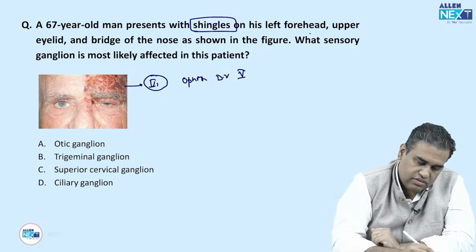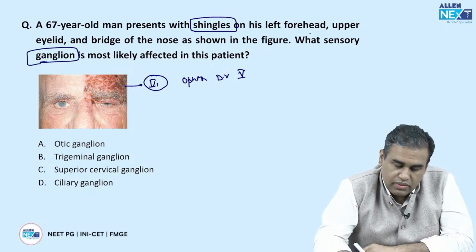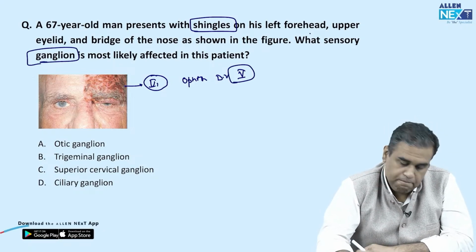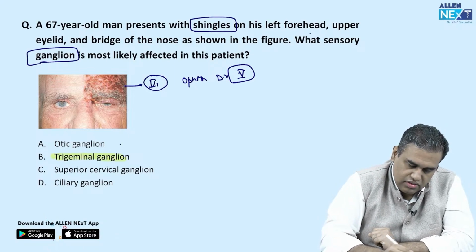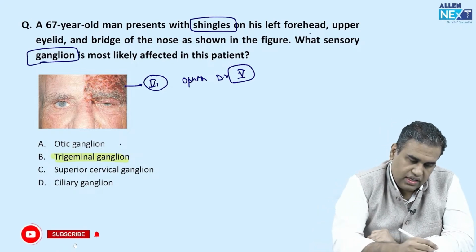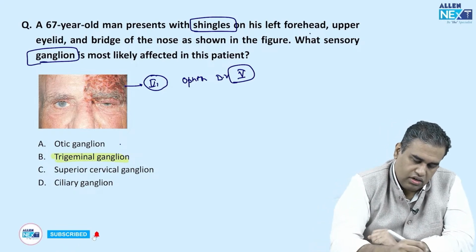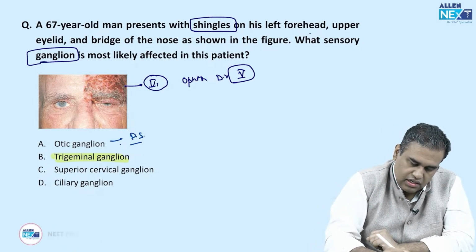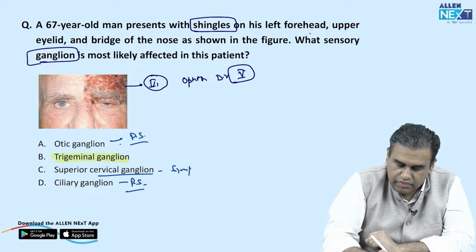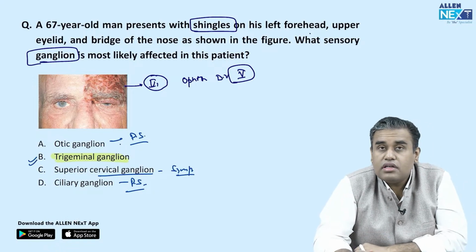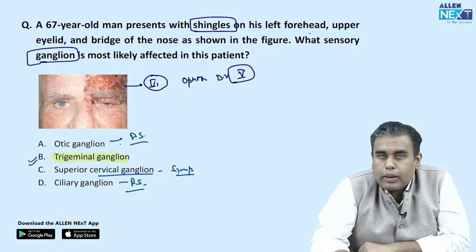Now, they're asking us which ganglion is responsible for it. It has to be the ganglion of which nerve? Fifth nerve. Options are otic ganglion, trigeminal ganglion. Option number B is the best answer over here. Otic ganglion, if you look over here, is basically a parasympathetic ganglion. So ciliary is a parasympathetic. Cervical ganglion is a sympathetic ganglion. Okay. Answer therefore is the trigeminal ganglion, sensory ganglion.